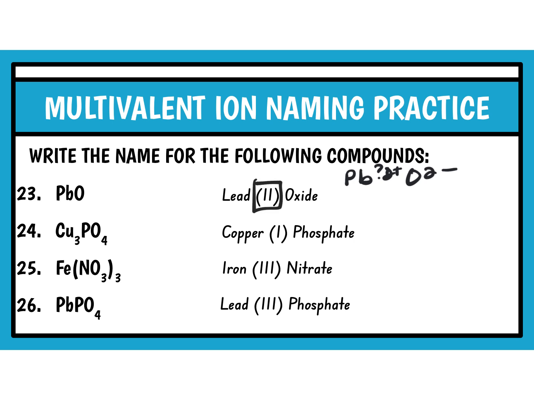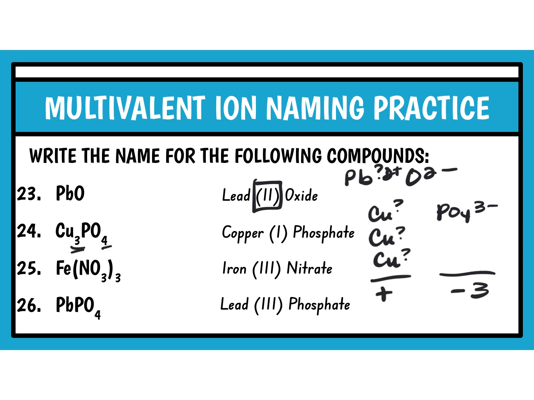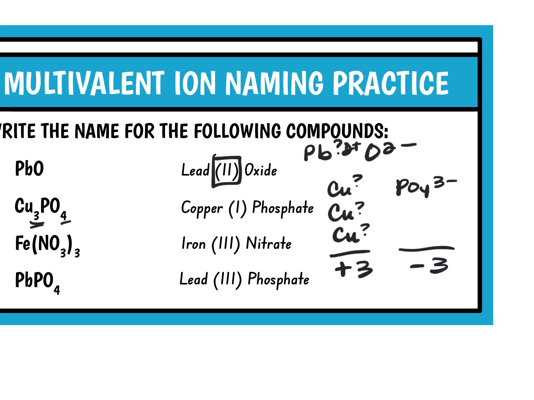Okay, over here with the copper 3, and then the phosphate that we have here. I know I have 3 coppers, so I'm just going to write them out like this, and then I know I've got one phosphate. So I don't know what the charge is on each of these, but I do know that they're going to have to add up to be positive 3.